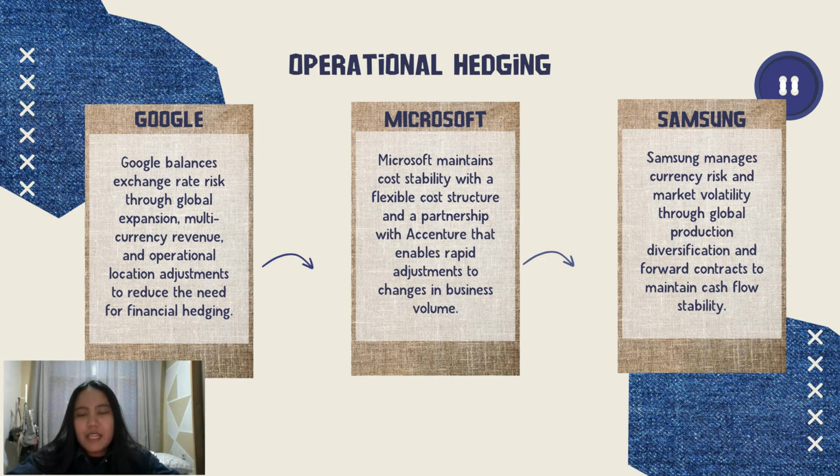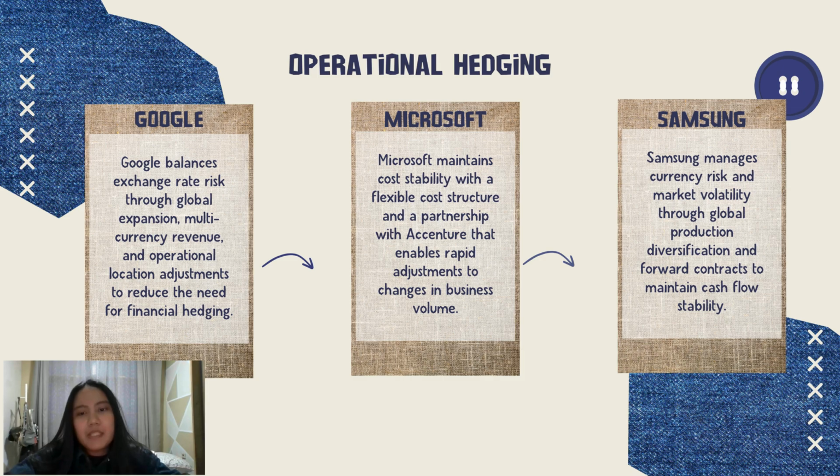The second one is Microsoft. Microsoft implements operational hedging through flexible variable and fixed cost management, enabling rapid adjustment to business volume. Together with a center, Microsoft has an adaptive agreement that minimizes the risk of excess fixed cost, maintains cost stability, and reduces operational risk. And the last one is Samsung.